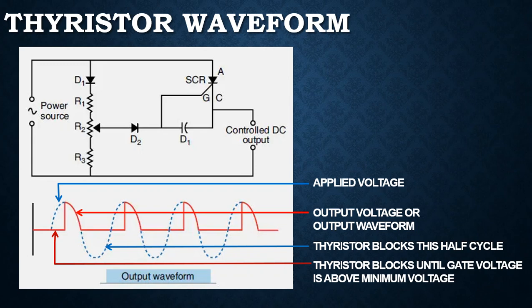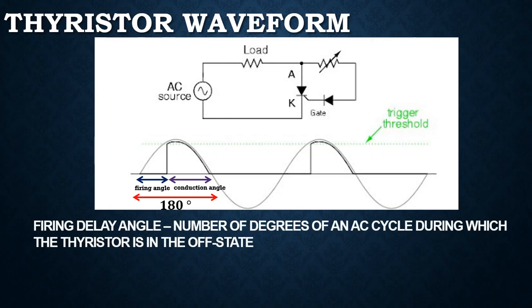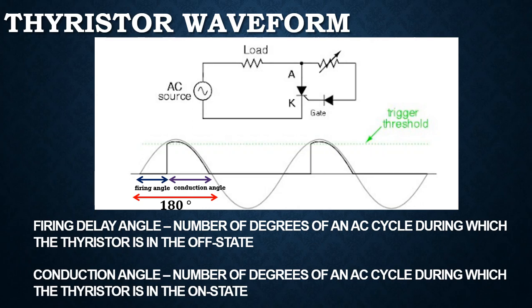What are the parts of the thyristor waveform? In each cycle, there are two parts: the firing delay angle and the conduction angle. Firing delay angle is the number of degrees of an AC cycle during which the thyristor is in the off state. Conduction angle is the number of degrees of an AC cycle during which the thyristor is in the on state. Next lessons, we will further discuss about this.